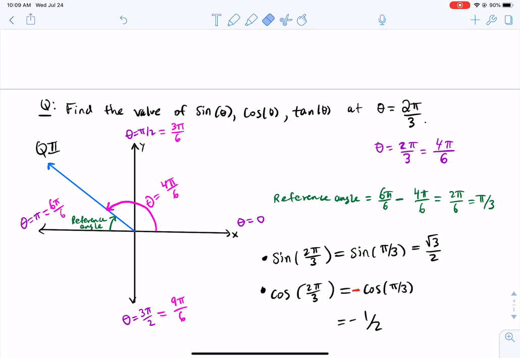If it's in the fourth quadrant, the reference angle will be this one here, and we have to subtract it from 360 degrees. So we will never use pi over 2 or 270 degrees, 3 pi over 2. We'll always use either 360 degrees, 180 degrees, or even 0 degrees, right?